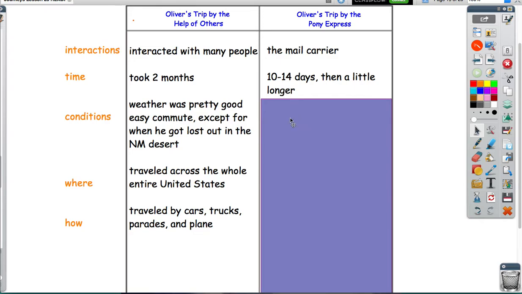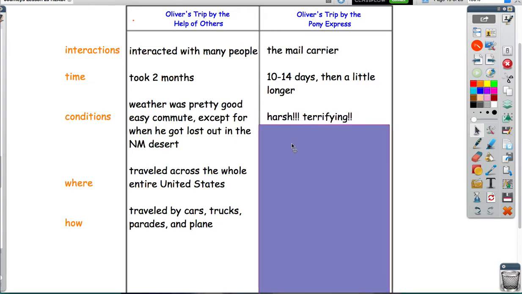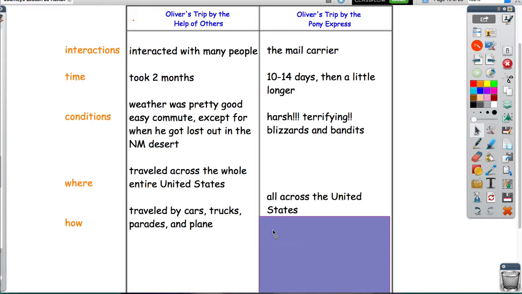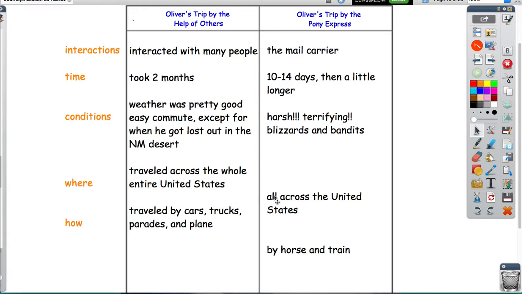What are the conditions like? How would you describe that? Go ahead, pause the video and add it. All right, it would be harsh. It would be terrifying. They'd be facing blizzards and bandits. I don't know if Oliver would make it. And finally, where would he travel? Go ahead and write that down. Use what you've read and draw an inference. That's right. He also probably would have traveled all across the United States. And finally, how? That's right. You may have already seen the answer. But it would be by horse and train.